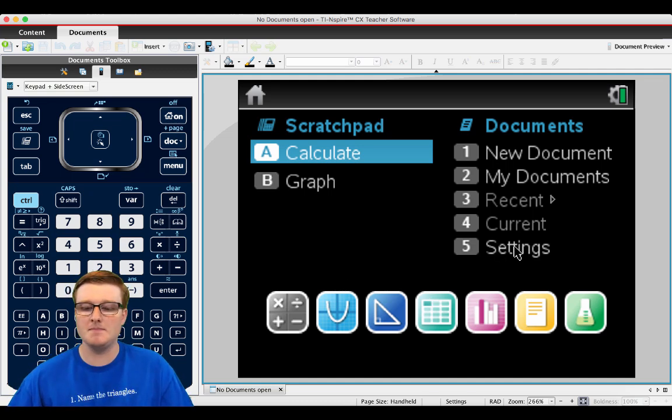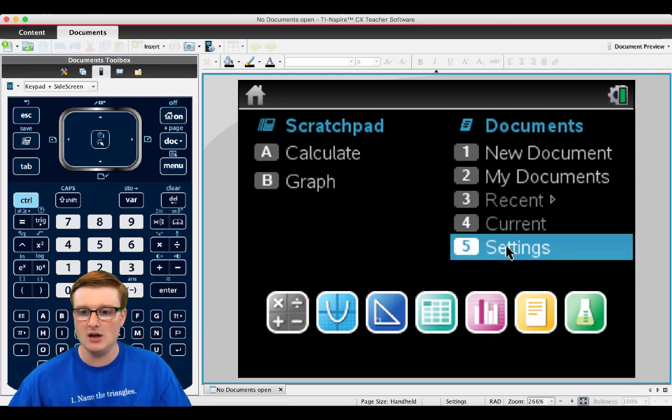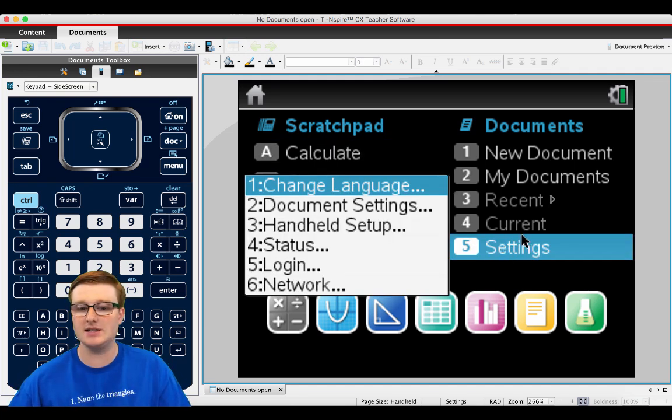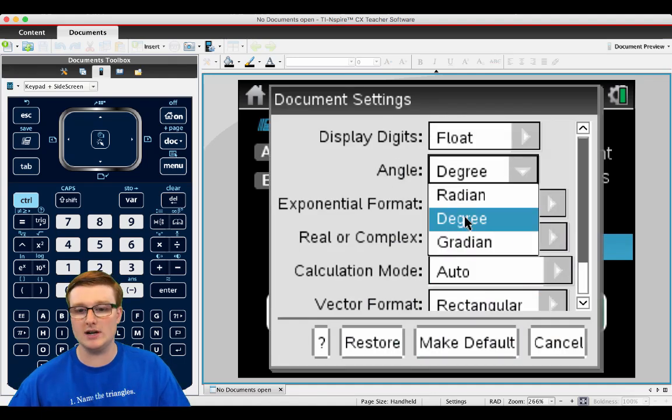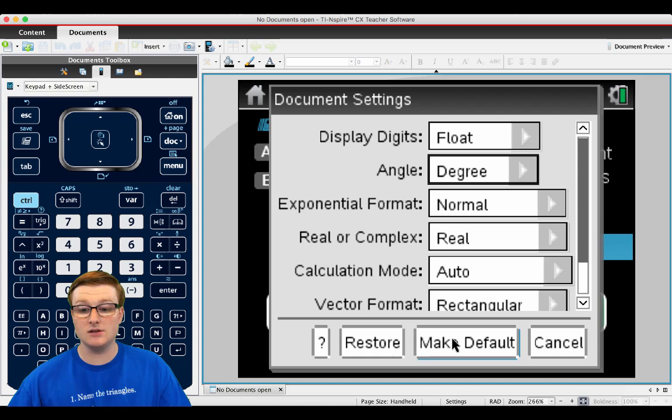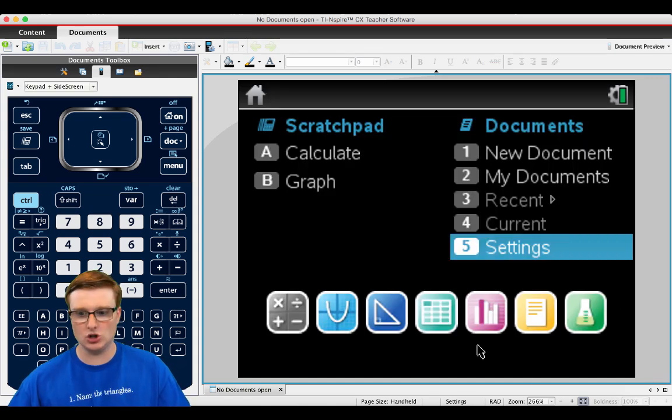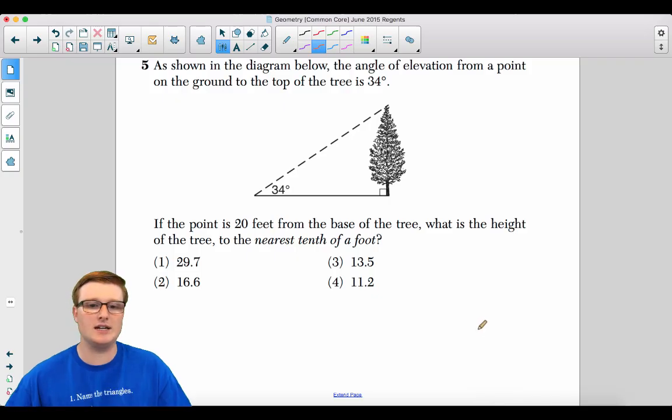Now, make sure that your calculator, whatever calculator you're using, it has to be in degree mode. So go to settings on the TI Inspire, settings, document settings, and make sure that your angle is in degree. Okay? Click on make default. Click OK, and you're good to go. So now let's go back to the question and read it.